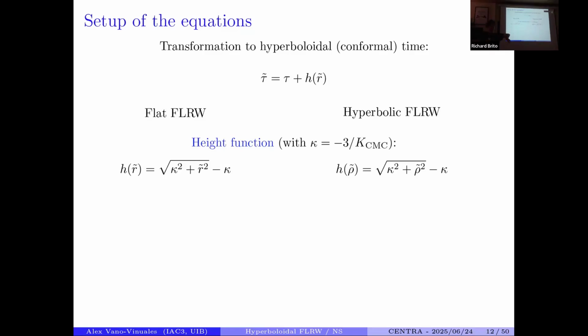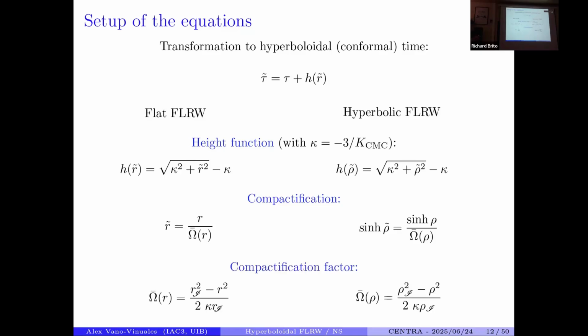So now we need to compactify it to be able to locate scry at r equals 1. And for that, we use this compactification. Now, this is different, given the different behavior of the radial-like coordinate in each case. And then we use this time-independent compactification factor, so that rho scry and r scry are set to 1. So when rho or r is 1, that's scry.